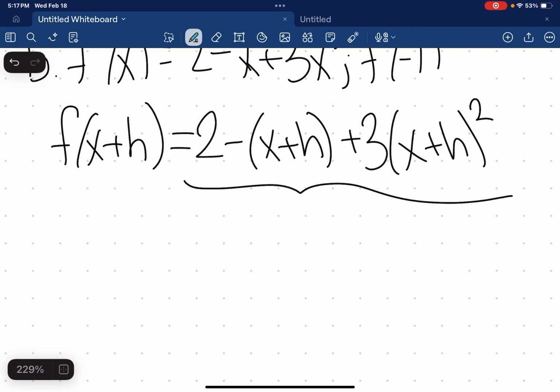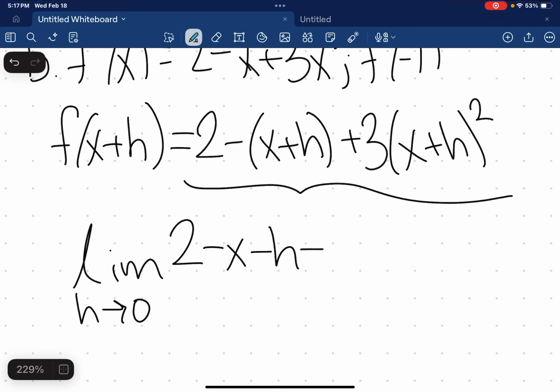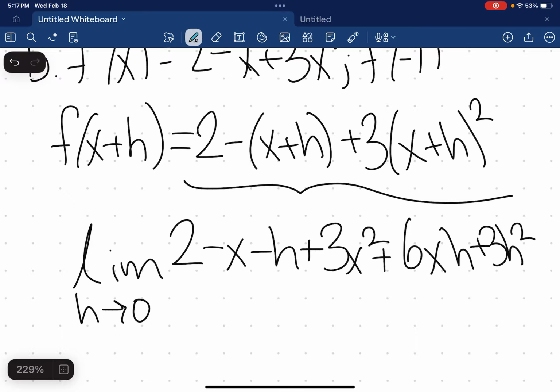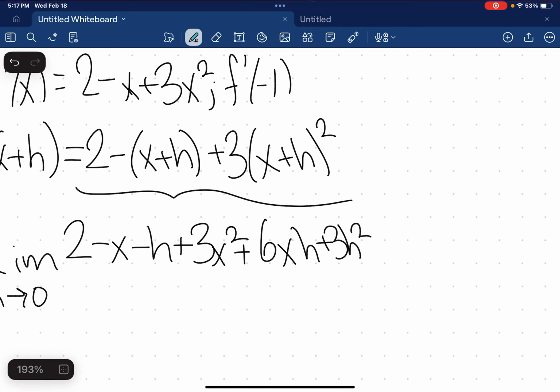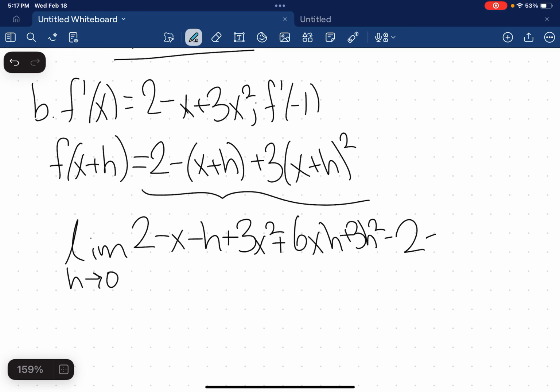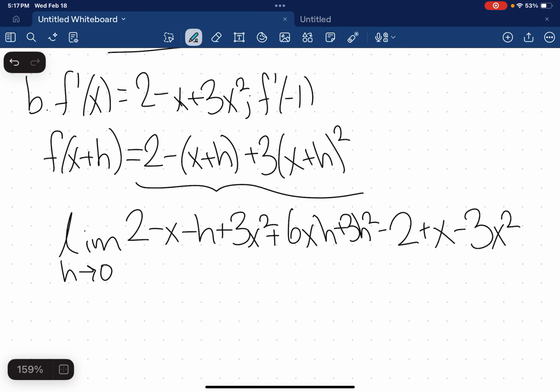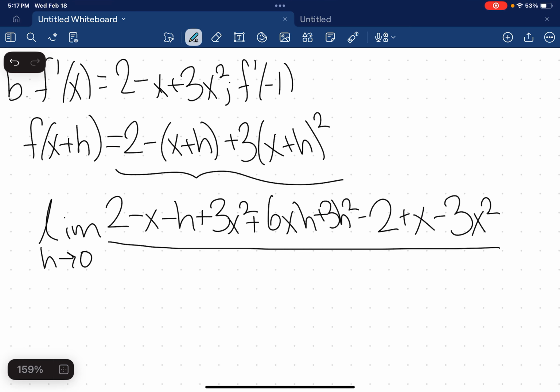So we know the derivative is going to be equal to the limit as h approaches 0 of f of x plus h, which is 2 minus x minus h plus 3x squared plus 6xh plus 3h squared. And now we have to subtract that from the original function once again. So minus 2 minus x, so plus x, and minus 3x squared. And all of this is going to be divided by h.